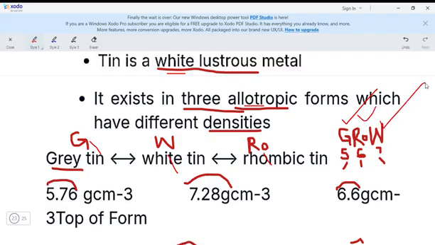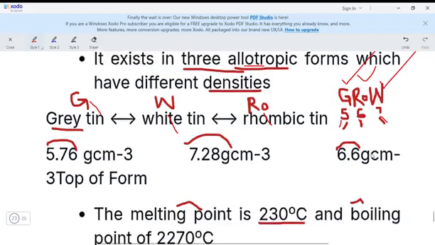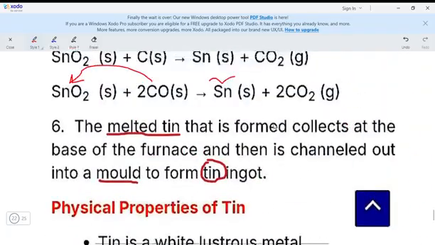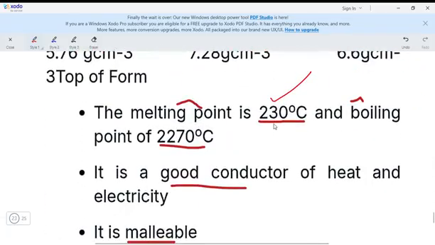And based on their density, that's 5, 6, 7. That is 5.76, 6.67, 7.2. That's 5, 6, 7. So that's their respective densities. In terms of melting points, it doesn't have a high melting point like that. It can melt at 230 degrees centigrade, but the boiling point is very high. Before it boils, it will reach 2270.